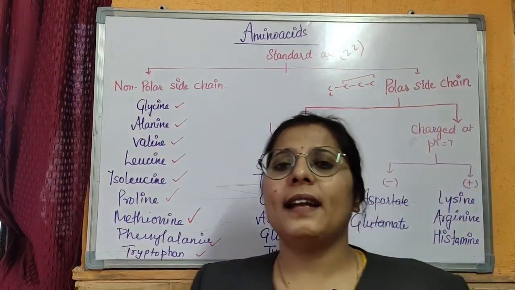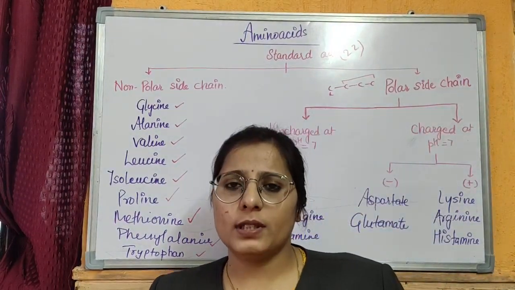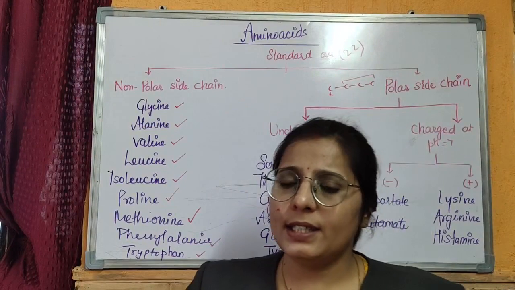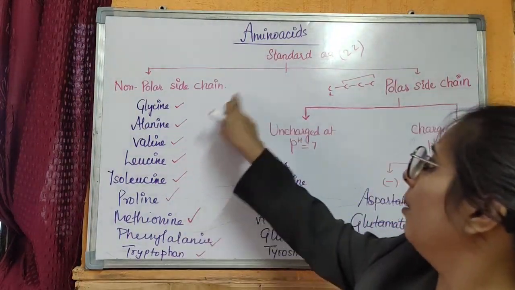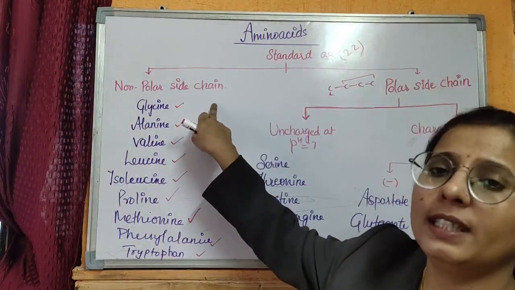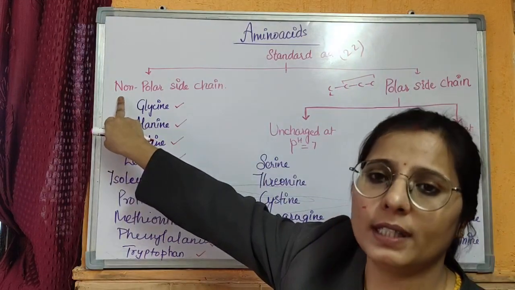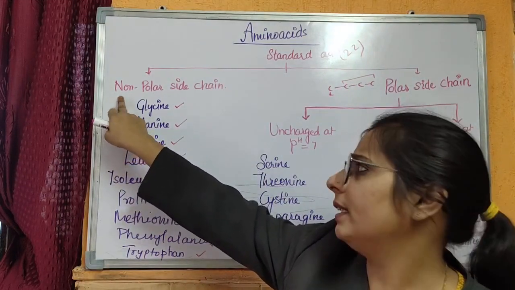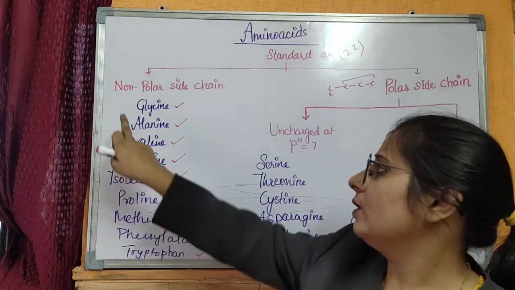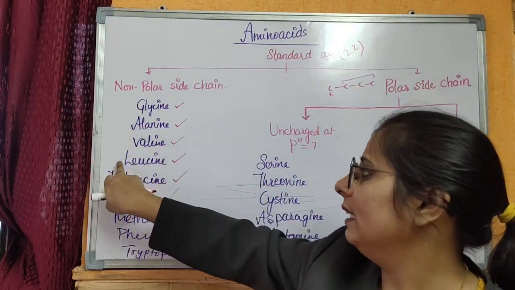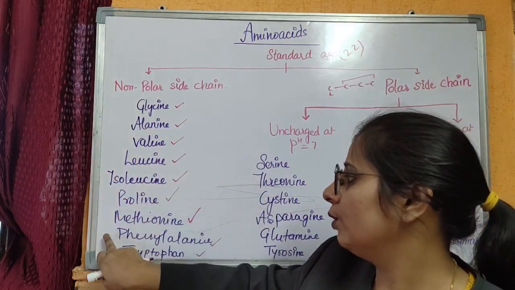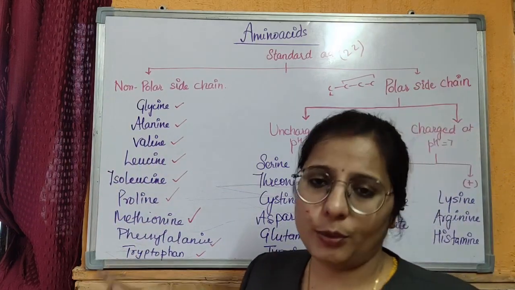The whole set of standard amino acids, 22 amino acids, can be categorized into two groups. Amino acids having a side chain that shows non-polar nature, meaning not showing polarity, include glycine, alanine, valine, leucine, isoleucine, proline, methionine, phenylalanine and tryptophan.